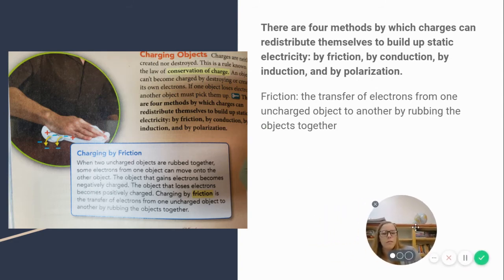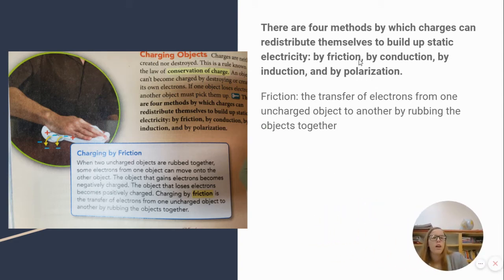There are 4 methods by which charges can redistribute themselves to build up static electricity: by friction, by conduction, by induction, and by polarization. So we're going to learn about all of these. Friction is the transfer of electrons from one uncharged object to another by rubbing the objects together. When 2 uncharged objects are rubbed together, some electrons from one object can move onto the other object. The object that gains electrons becomes negatively charged. The object that loses electrons becomes positively charged. And that is charging by friction, which we just read about.